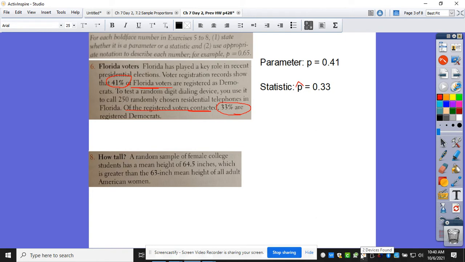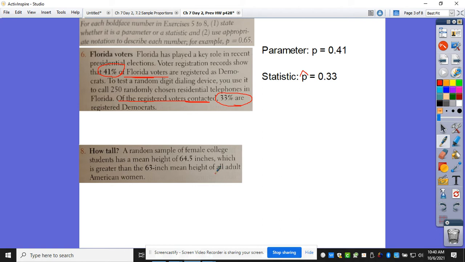So in number 8, a random sample of female college students has a height of 64.5 inches, which is greater than the 63-inch mean height of all American women. What would our population be? Our population would be all adult American women. So then what is our sample? It'd be the female college students that were selected.